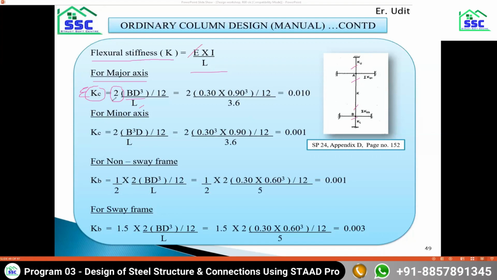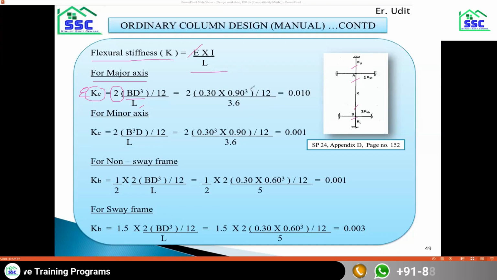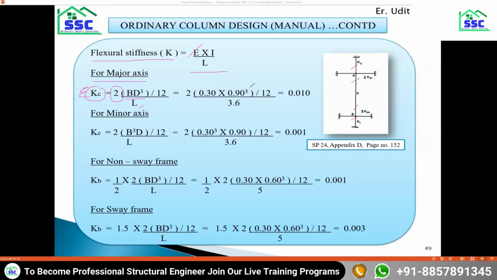So summation Kc is 2 into BD cube divided by 12, which works out to be 2 into 0.3 into 0.9 cube divided by 12 divided by 3.6, as our column is 300 by 900. It is convenient to do this calculation in meters, otherwise the value comes out to be very high. So I am doing this calculation in meters, and my value of summation of stiffness of the column along the major axis is 0.010. And now let us calculate the stiffness of the column along the minor axis.